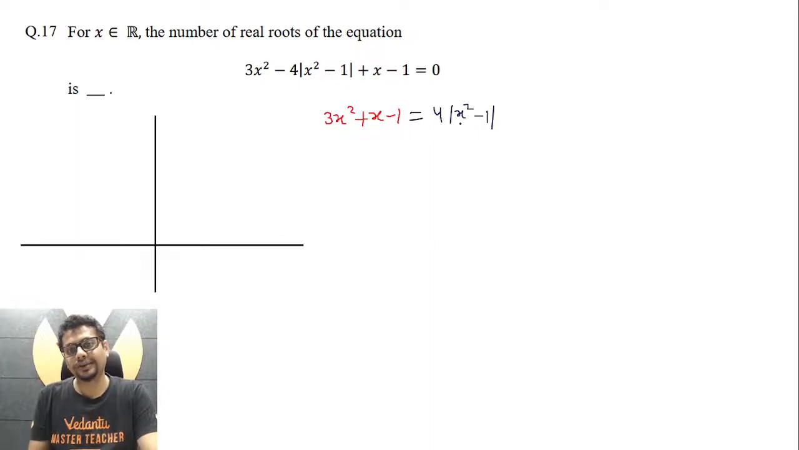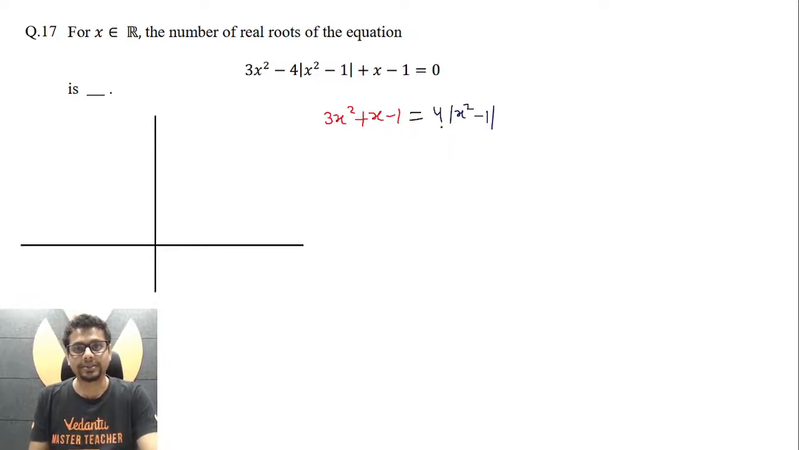Let's first plot the right hand side. X square minus 1 curve will be something like this, cutting x-axis at 1 and minus 1. But since mod of x square minus 1 is there, it will not go below x-axis. It will sort of rebound or reflect with respect to x-axis. The part below x-axis will reflect with respect to x-axis, and it will bound back to above x-axis. So it will go something like this.